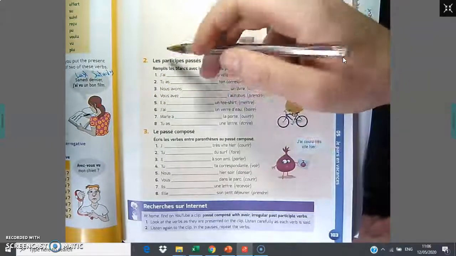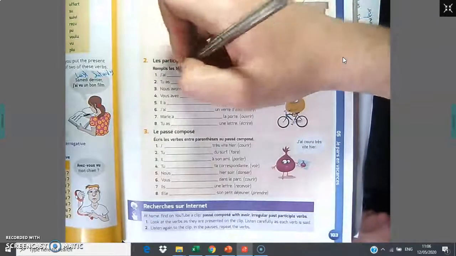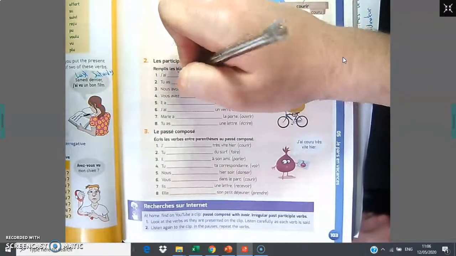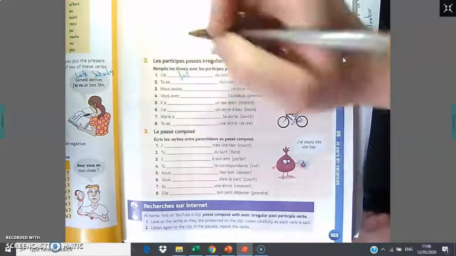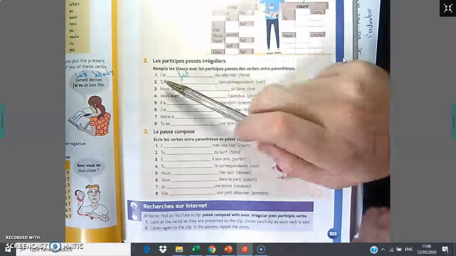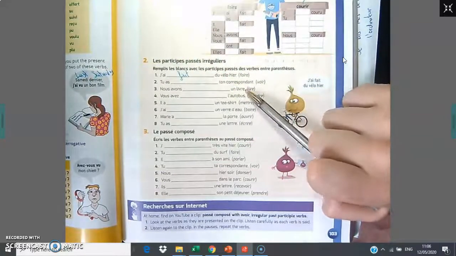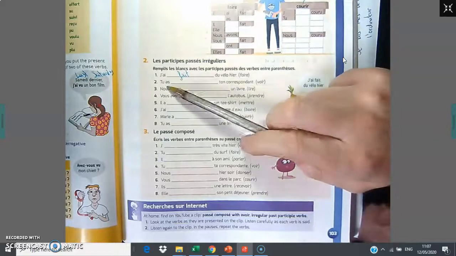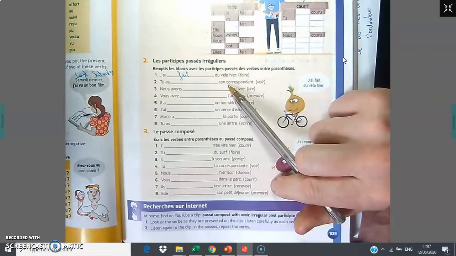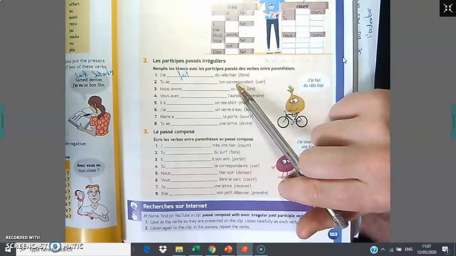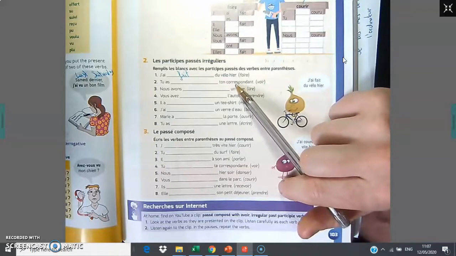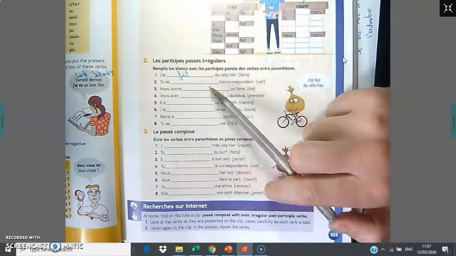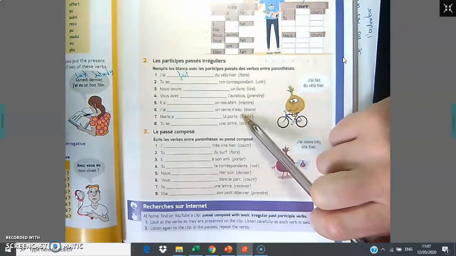So for instance, this one here, I went cycling yesterday, so it's going to be F-A-I-T. J'ai fait du vélo. I went cycling, or I did cycling yesterday. Same with this one here. Tu as vu? Did you see his letter? Have you seen your pen pal, your correspondent? So fill those in just with the verbs.